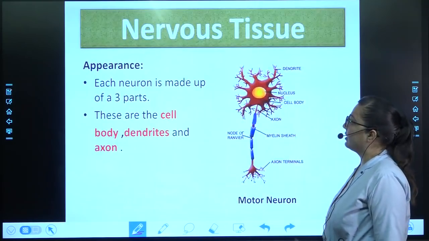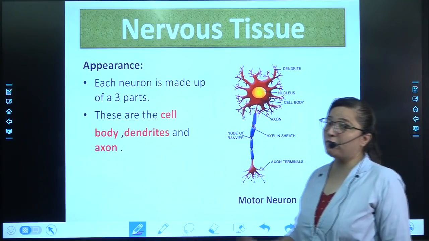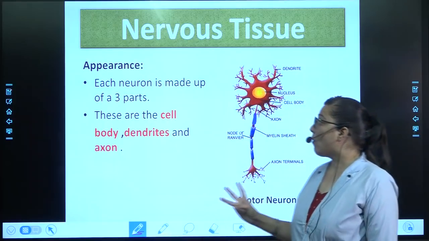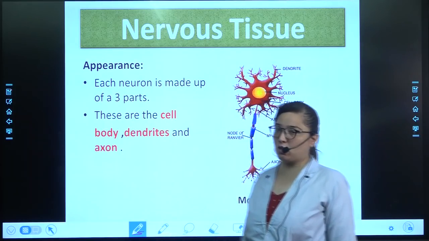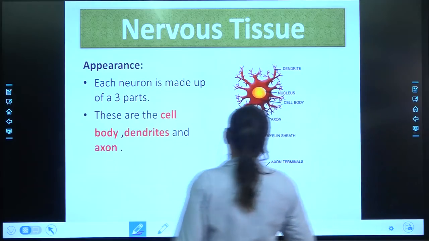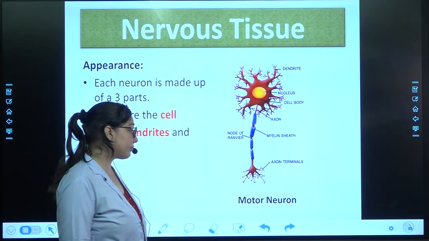Then here is the diagram of nervous tissue. Each neuron is made up of 3 basic parts. What are the 3 parts? Cell body, dendrites and axon. Here you can see the cell body, dendrites and axon.